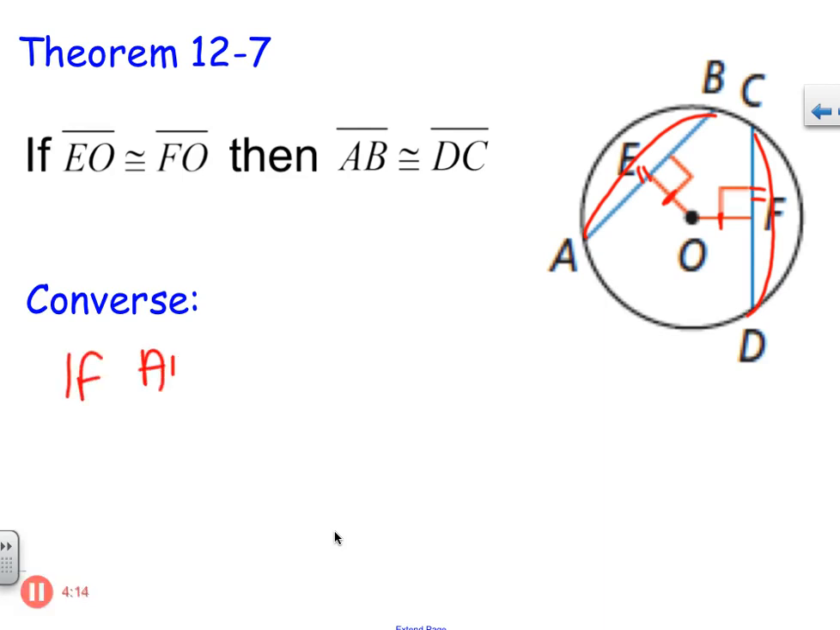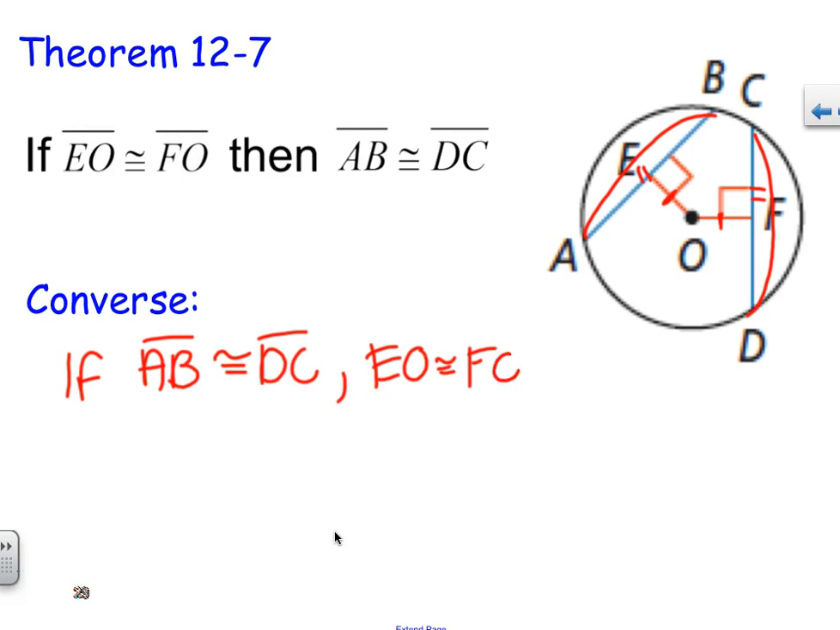So if I know that chord AB is congruent to DC, so if I know my chords are congruent, I know that EO is going to be congruent to FO. So again, let me talk about that. If I know that this chord is the same as that chord, I know that the radii that hit those at a perpendicular angle are also going to be congruent.